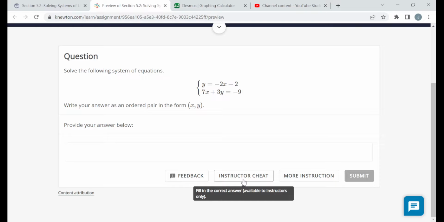You will not have this instructor cheat button. It's for instructors only. You will have a more instruction button. If you're ever struggling with a topic or a question, try clicking on this and you'll be taken to a page with some reading or some videos to study. And then you'll be given questions related to that instruction, and completing those questions will progress you through the assignment.